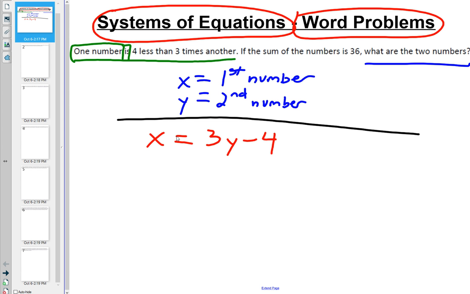Let's go to the next one. Jonathan, the sum of the numbers, what does sum mean? Good. And again, when they use the word numbers, but don't tell you what the numbers are, that usually means variables. Here the numbers, they're talking about both of them. So x plus y is equal to 36.